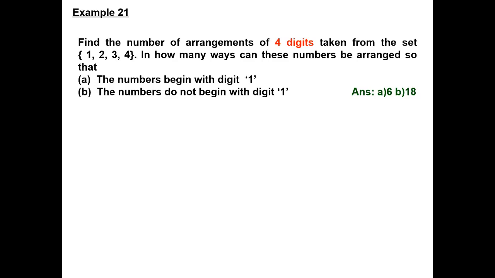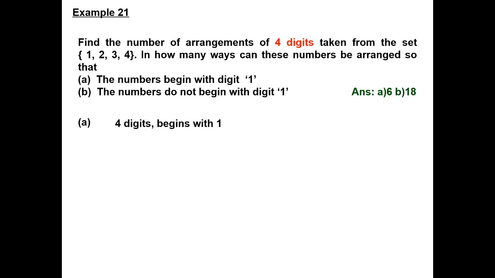Example 21. Find the number of arrangements of 4 digits taken from the set 1, 2, 3, and 4. In how many ways can these numbers be arranged so that A. The numbers begin with the digit 1, B. The numbers do not begin with the digit 1.